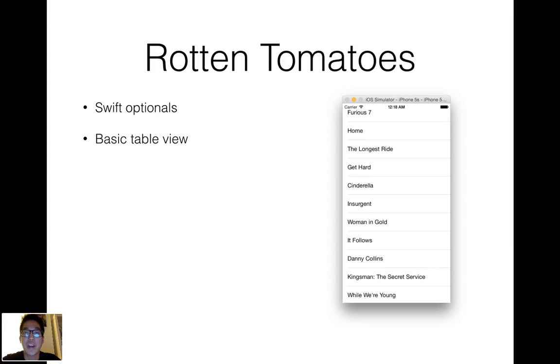Hey, in this video I'm going to show you how to create a basic Xcode project. So we're going to download some movies from the Rotten Tomatoes API, which is going to let us play with Swift optionals for a bit, and then I'm going to show you the basic recipe for putting it into an unstyled table view.